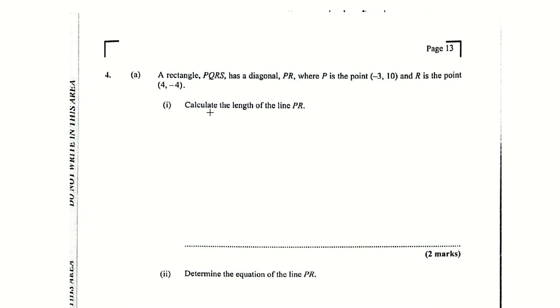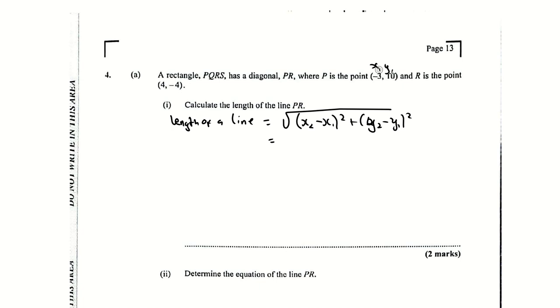A rectangle PQRS has a diagonal PR where P is the point (-3, 10) and R is the point (4, -4). Calculate the length of the line. Remember I told you that the length of a line is equal to the square root of (x2 minus x1) all squared plus (y2 minus y1) all squared. So this is x1, y1 and x2, y2.